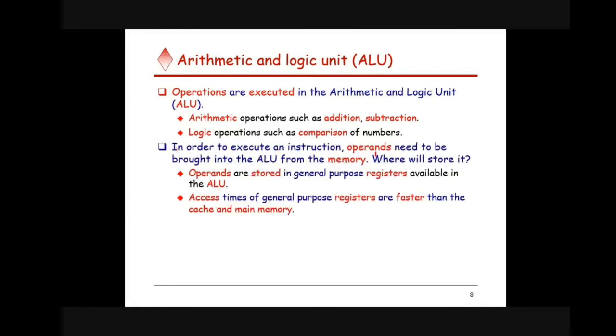In order to execute an instruction, operands need to be brought into the ALU from the memory. So where will it store them? The operands will be taken from the main memory to your ALU, and that data will be stored inside the registers. Operands are stored in general purpose registers available in the ALU. So there are two advantages: one is easy access, and second, access time will be reduced. Access times of general purpose registers are faster than cache and main memory.